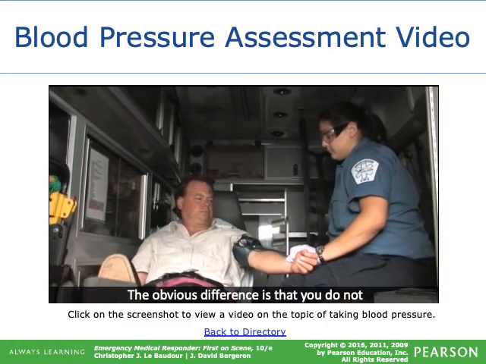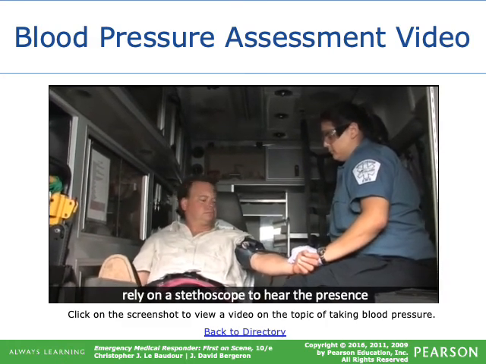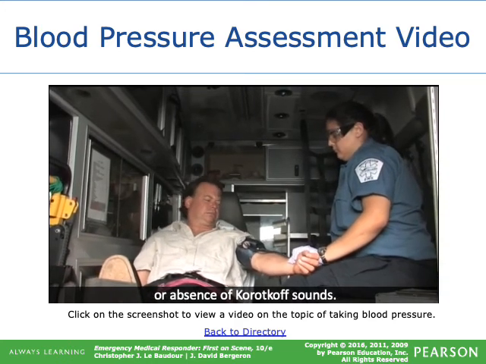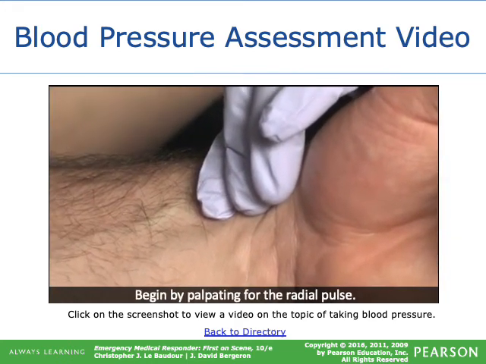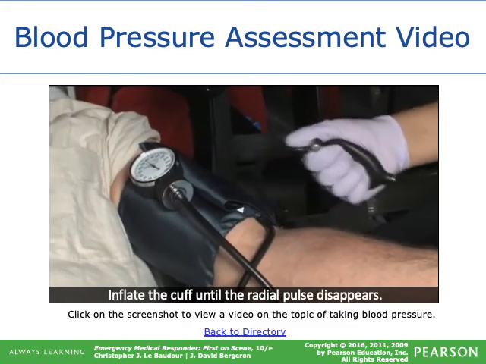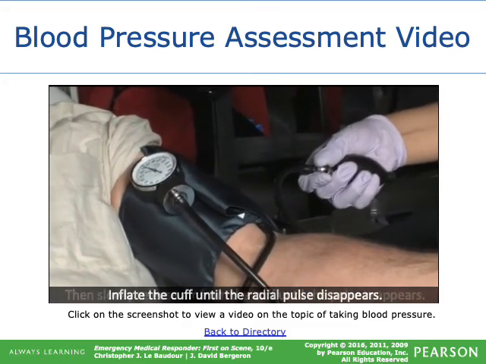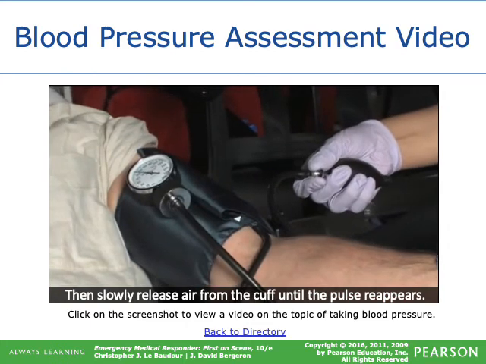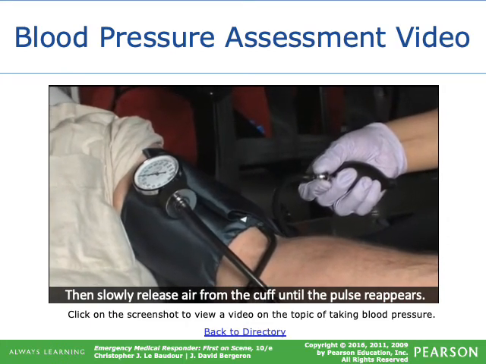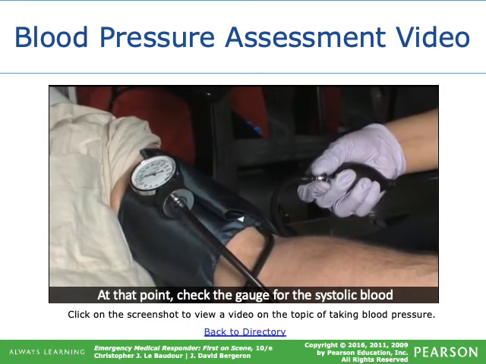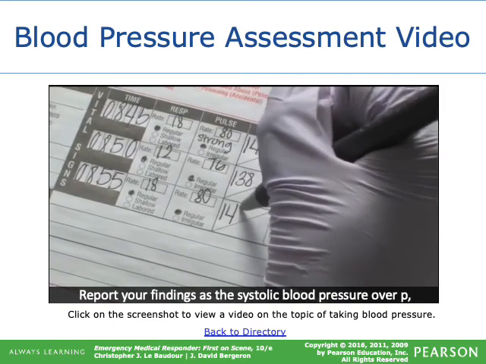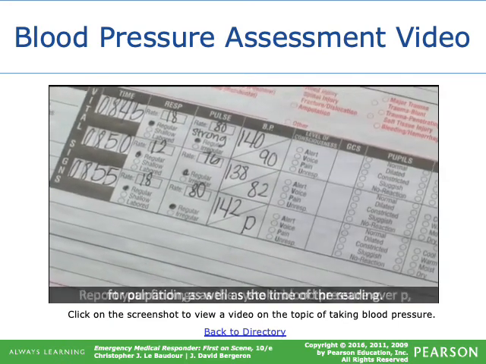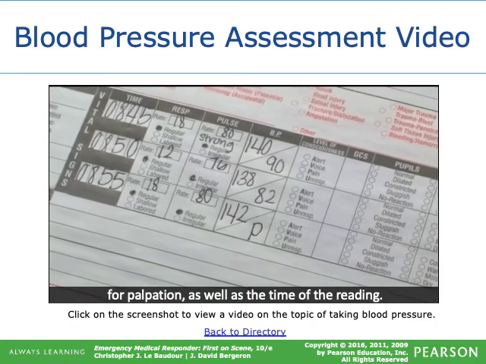The obvious difference is that you do not rely on a stethoscope to hear the presence or absence of Korotkoff sounds. Begin by palpating for the radial pulse. Inflate the cuff until the radial pulse disappears. Then slowly release air from the cuff until the pulse reappears. At that point, check the gauge for the systolic blood pressure. Report your findings as the systolic blood pressure over P for palpation, as well as the time of the reading.